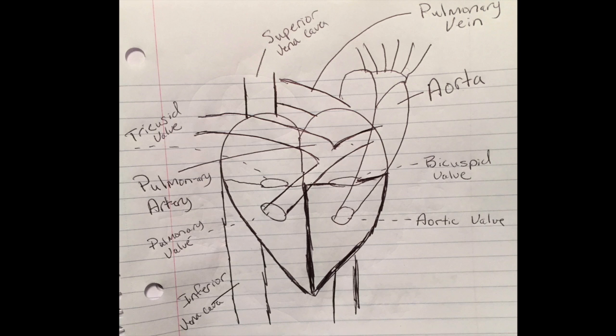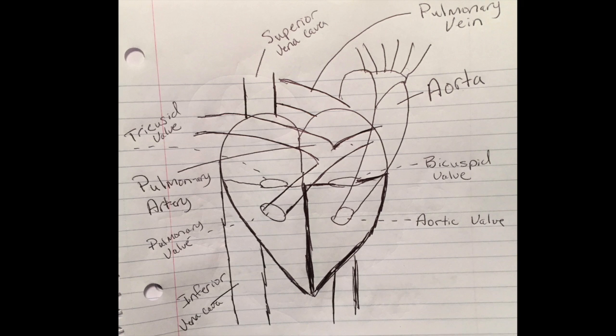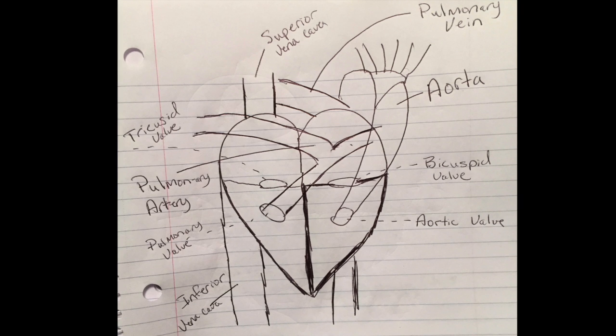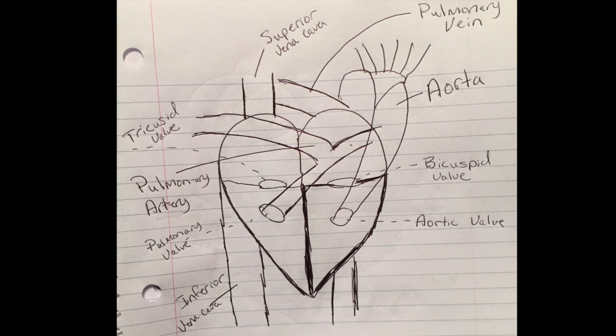When blood comes back to the heart, it flows back by way of the inferior and the superior vena cava. Blood goes into the right atrium. At the bottom part of our right atrium, we have an atrioventricular valve that we call the tricuspid valve. That valve allows blood to flow from the atrium into the ventricle, but not back into the atrium.